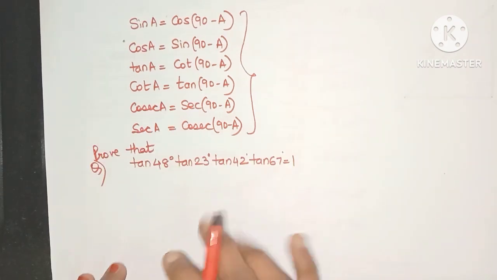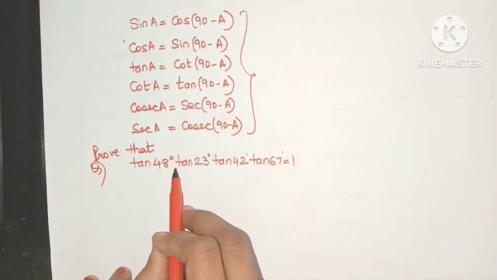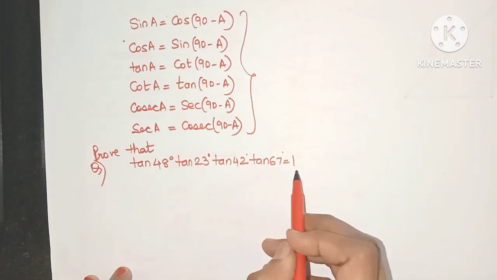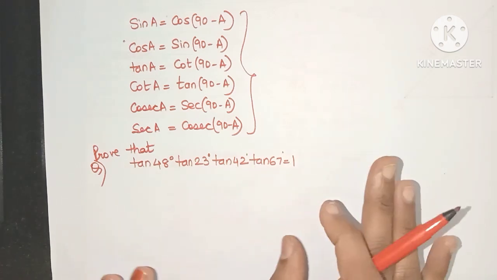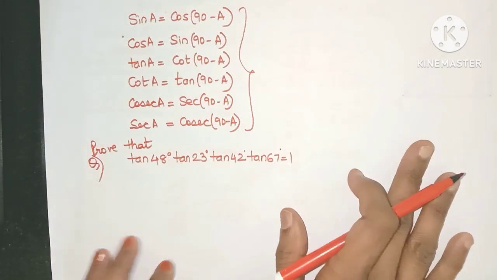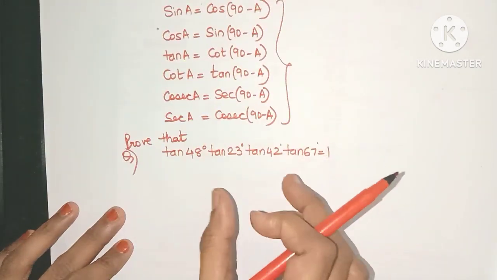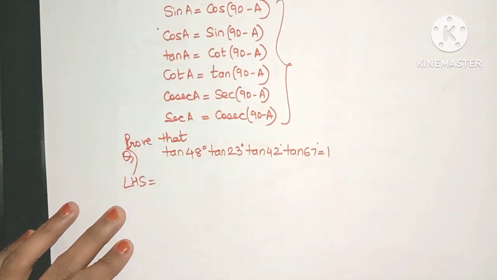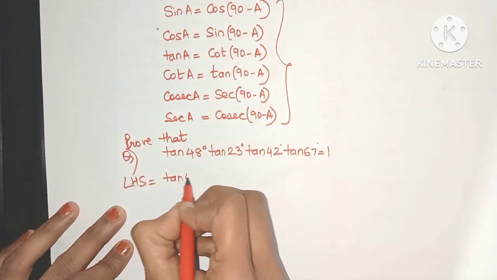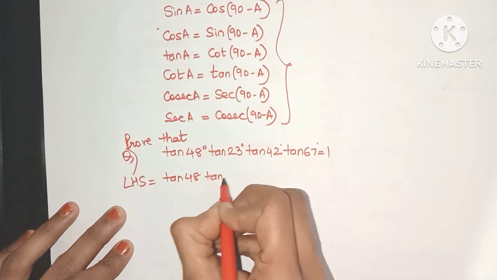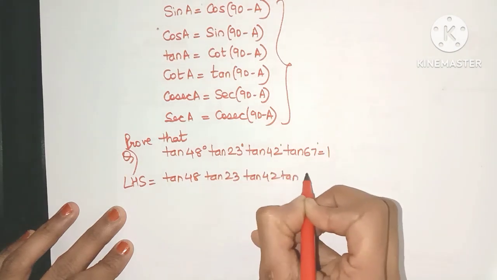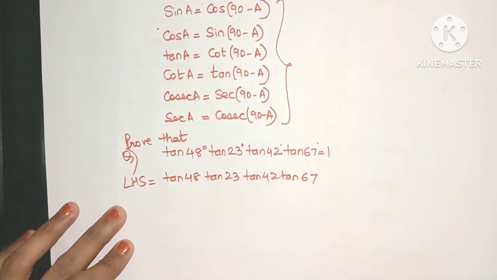So friends, the question is, prove that tan 48 into tan 23 into tan 42 into tan 67 degrees is equal to 1. So this is a prove that type of question. So here it's better that we start with the left hand side and prove that you get the right hand side. So let me just copy the left hand side as it is. Okay, this is my left hand side.